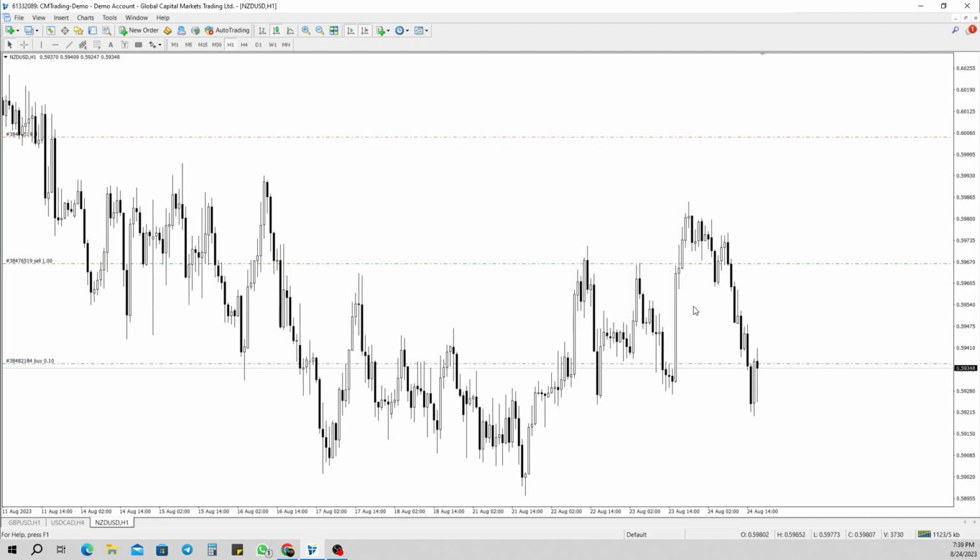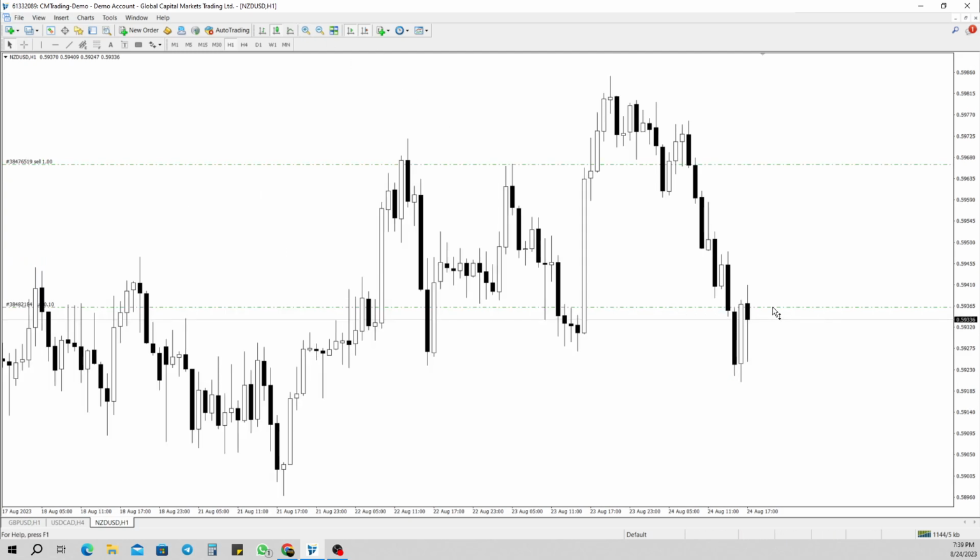When you click here, you will see that your order has actually been executed. Now you can drag it below to set your stop loss and you can drag it to the upside to set your take profit. So this is how you can basically enter a buy market order.